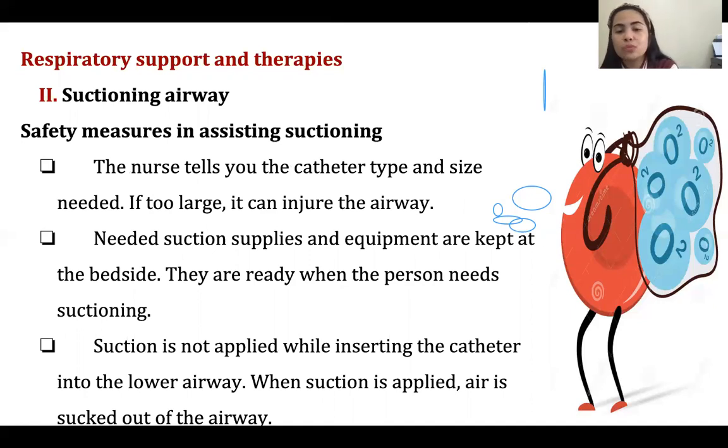Suction is not applied while inserting the catheter. While putting the catheter inside, guys, the suction is not pressed. Why? Because if you press it, you will suction the secretions. You are going to press it only when the suction catheter is already inside. I know it will be difficult for you. I'll show you a video for this so you will understand it fully, and we will also do it in our face-to-face class.